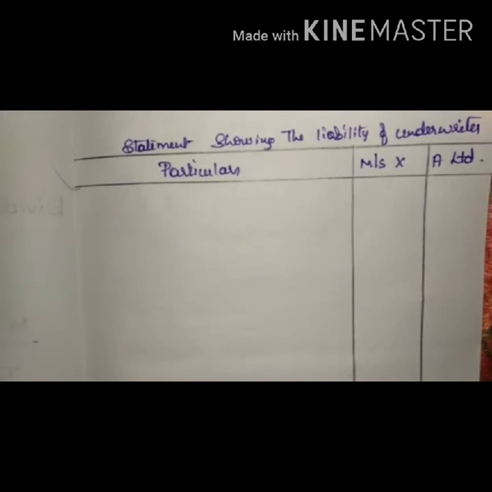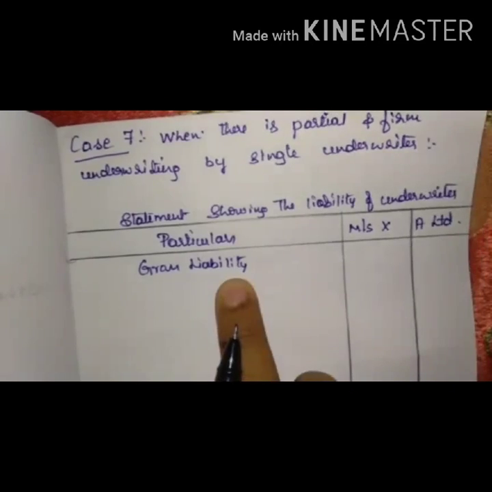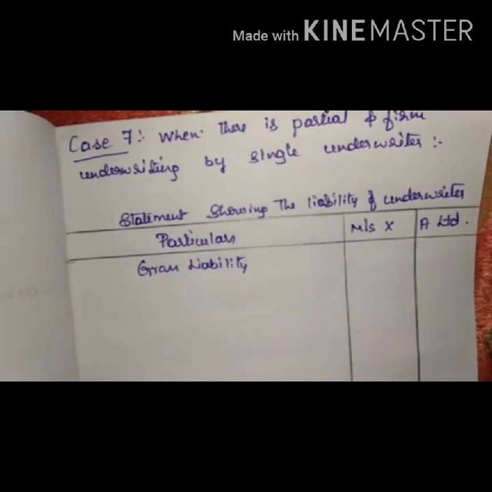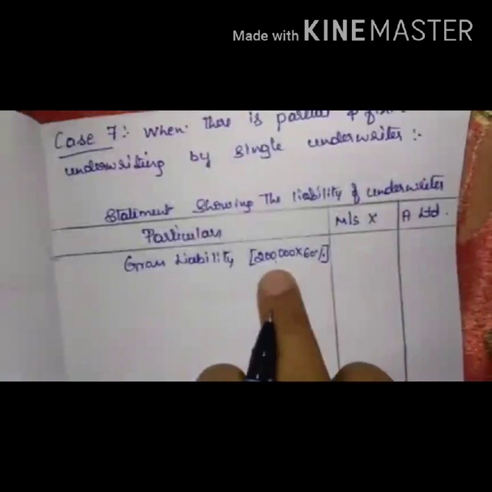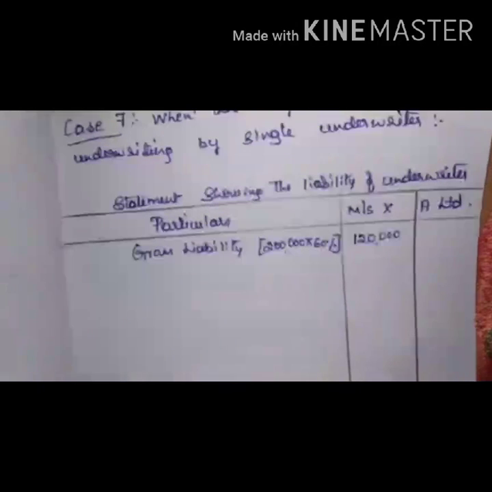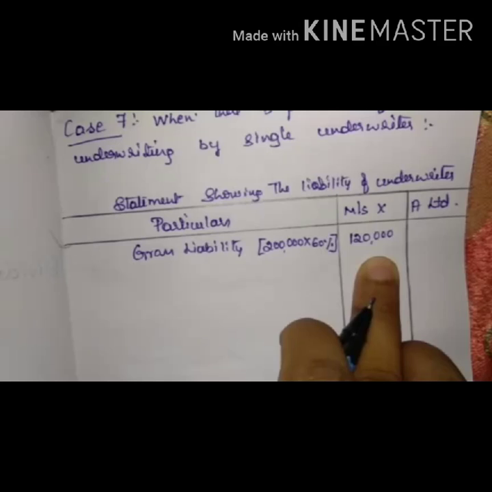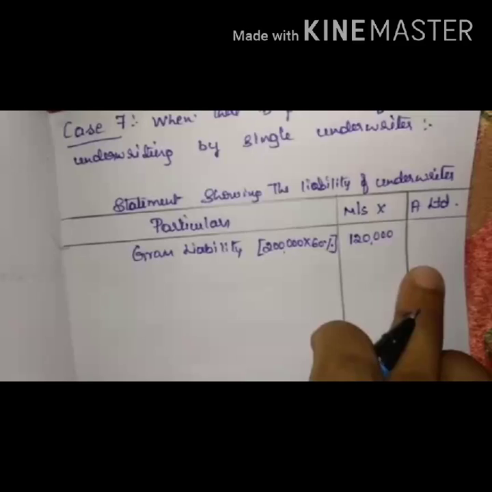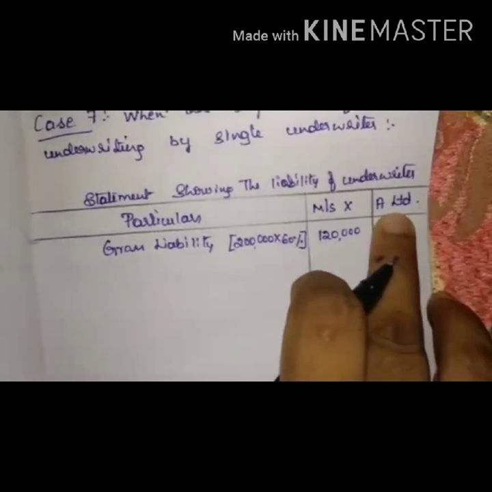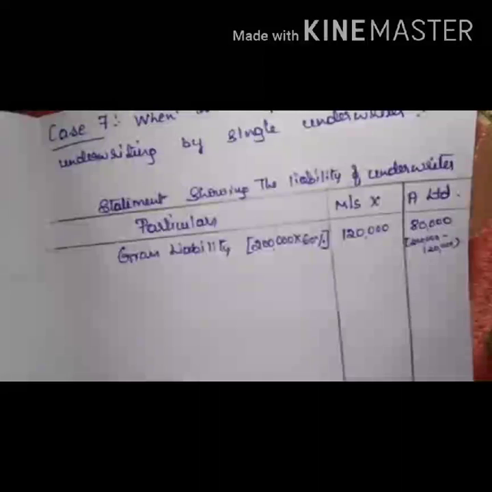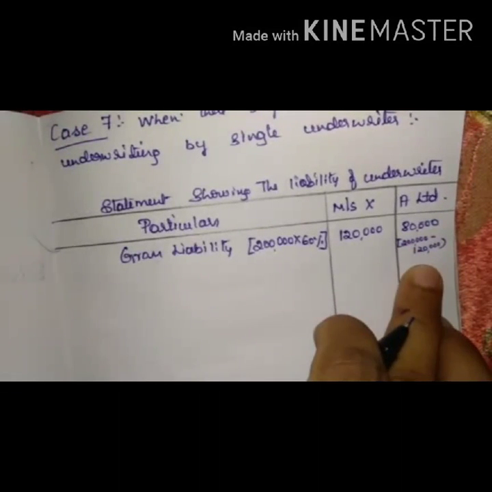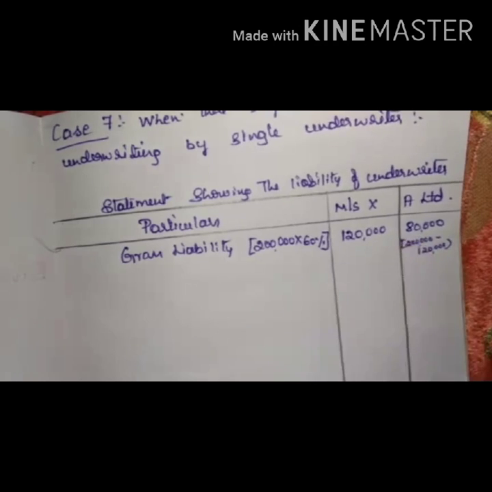Here is the statement. We have to take the gross liability of the underwriter. Liability of underwriter: 2 lakh into 60%, that is 1,20,000 shares. So out of 2 lakh, 1,20,000 shares were underwritten. For the non-underwritten part, the company becomes the underwriter, that is 80,000. 2 lakh minus underwritten shares 1,20,000, the balance is 80,000.